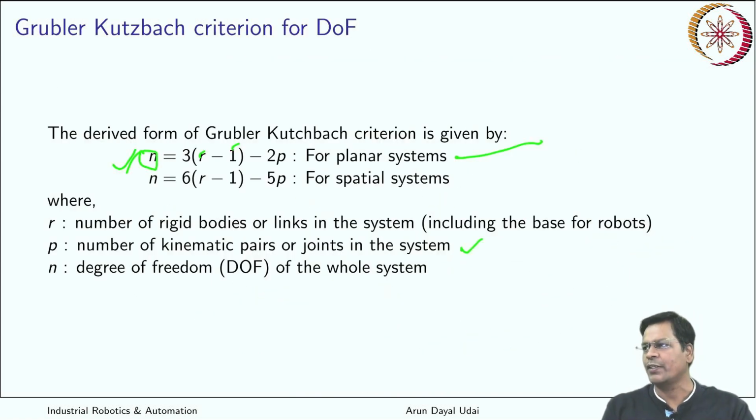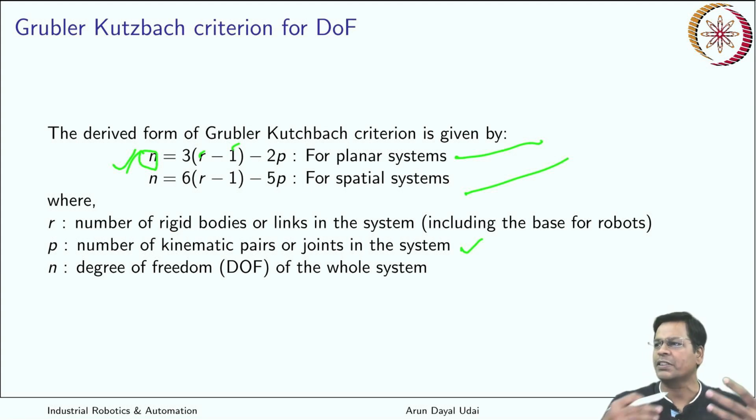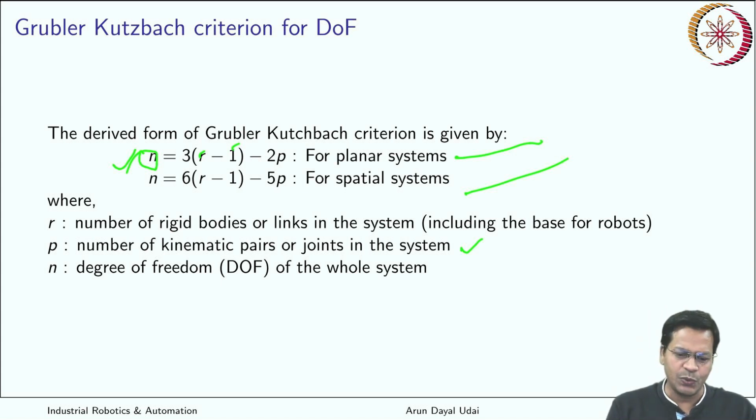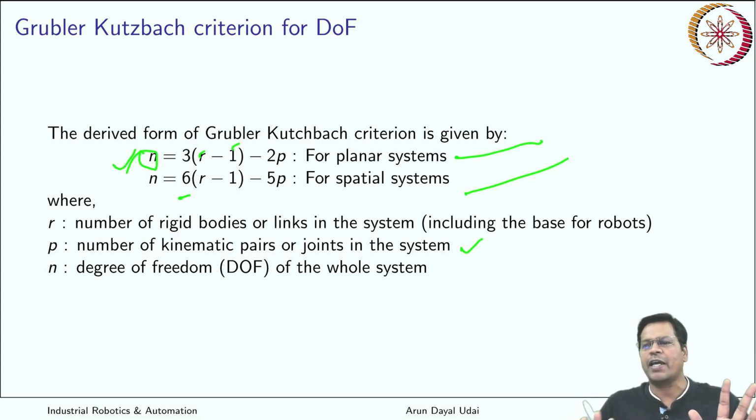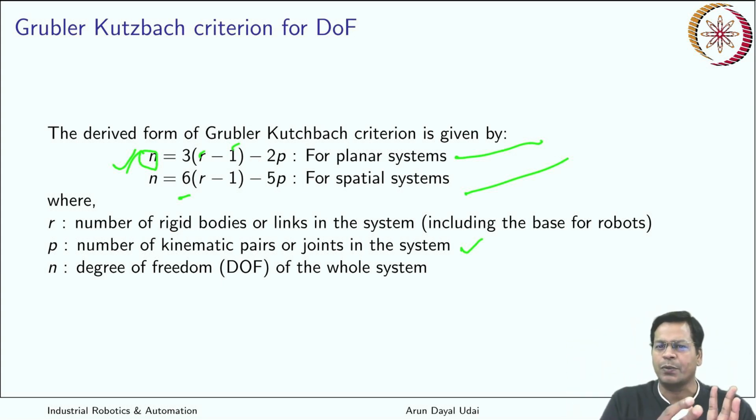Let us use this and do some examples. You will come to know how it is used, and mind it, this is for a planar system. If it is not a planar system, it is a spatial system like a spherical joint. In that case, you have to use the formula which says 6 times of r minus 1 minus 5p. So this is for a spatial system. There are some mechanisms which can go out of the plane also. So for those you have to use the second one, this one.